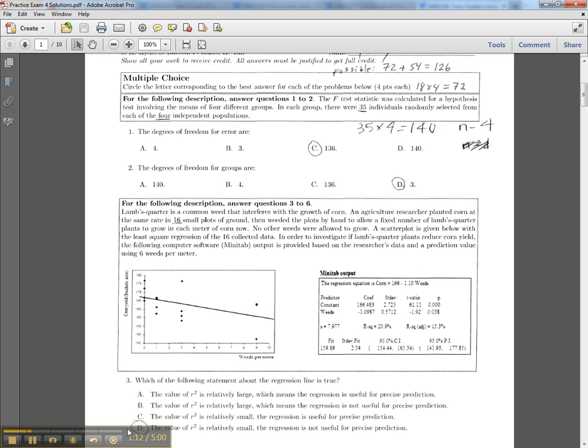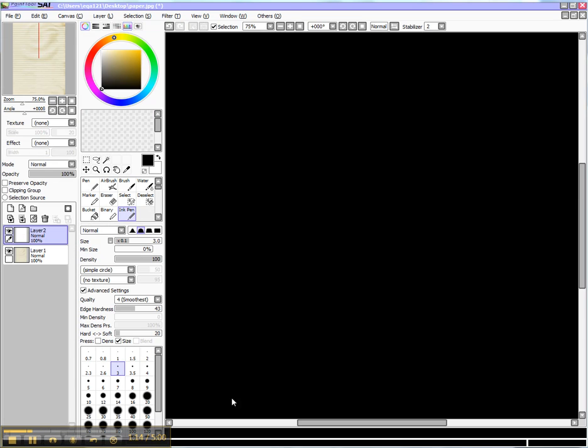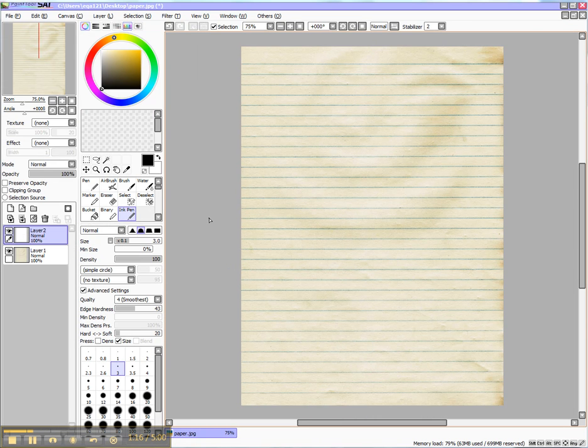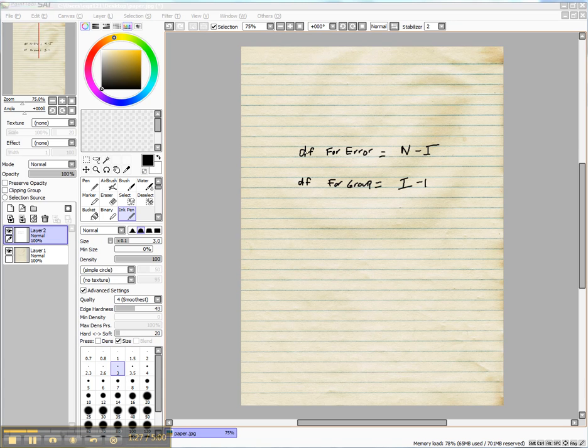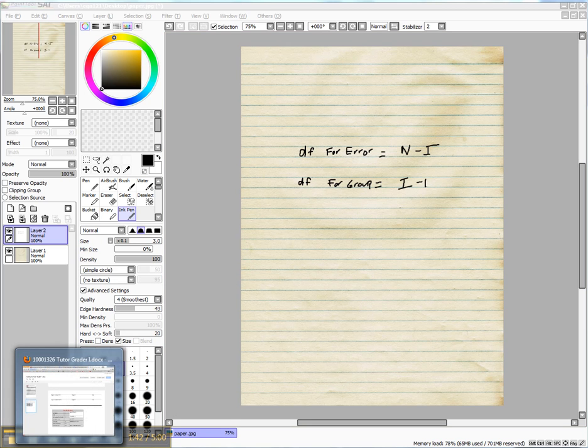The formula, if you want me to write it out for you, I can do that. Let me pull this up. Right, so I wrote it out. The degree of freedom for error is n minus I. Again, the total of all the individuals altogether minus the amount of groups there are. The degree of freedom for group is the total amount of groups there are minus 1. Again, this should all be pretty much an easy review for you.